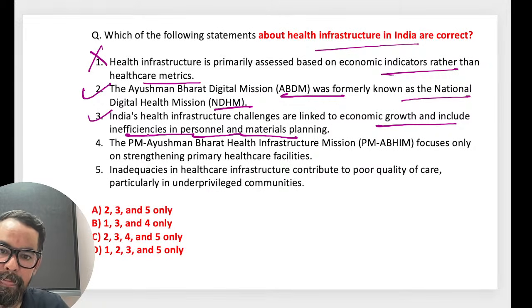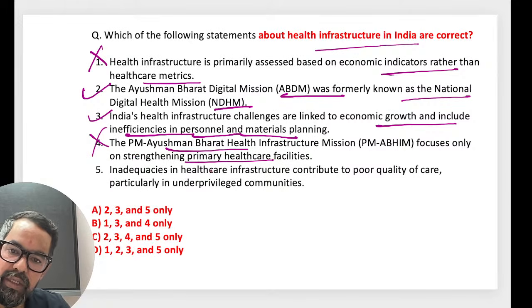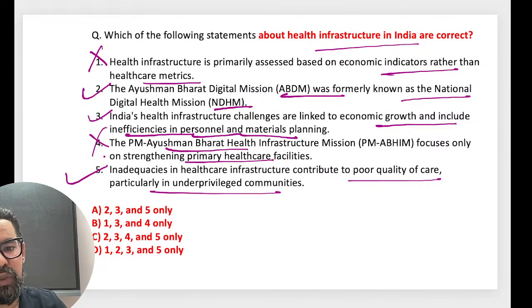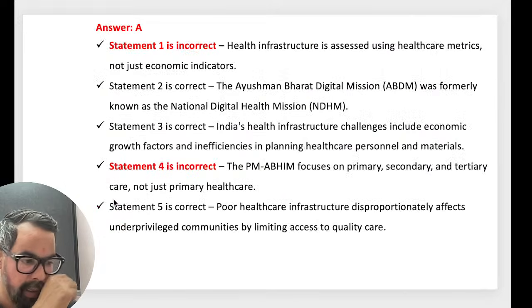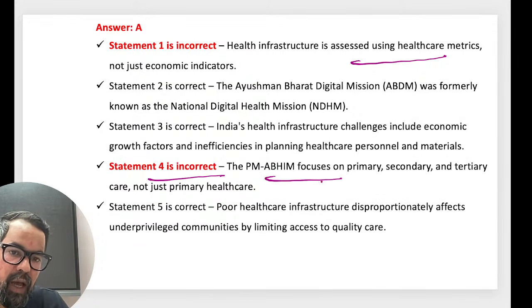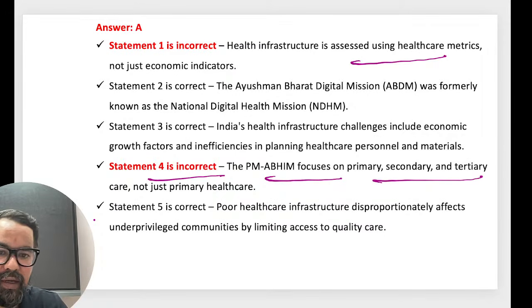Next, India's health infrastructure challenges are like economic growth, including inefficiencies in personnel and material planning also. These are the challenges. Yes. PM Ayushman Bharat infrastructure mission focuses only on strengthening the healthcare facilities. It is not only about the healthcare facilities. It is about all the stages, primary, secondary, every stage, solving those problems. Inadequacies in healthcare infrastructure contribute to poor quality of care. True. 2, 3, 5 means option A should be the right answer for this particular one. Correct, everyone has marked the correct answer. Healthcare infrastructure is assessed using healthcare metrics. The other one is the Pradhan Mantri Ayushman Bharat Yojana, which focuses on primary, secondary and tertiary care, not just primary health care. Right, so that is the one.